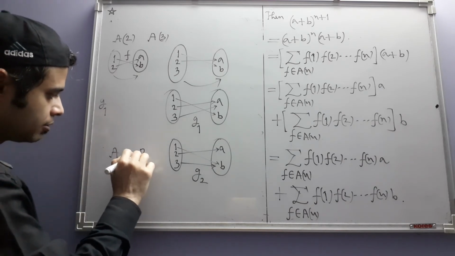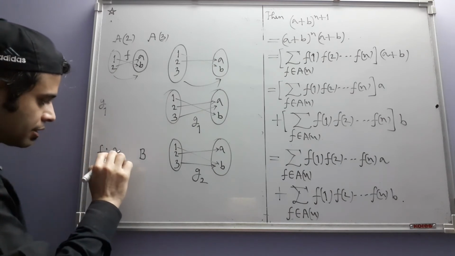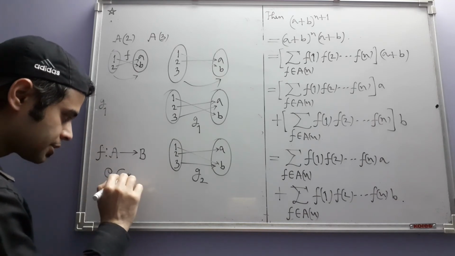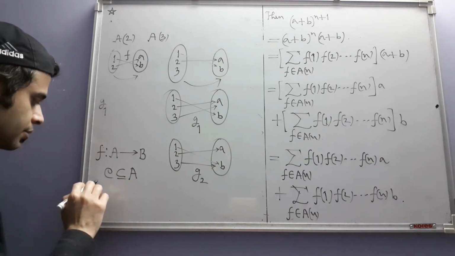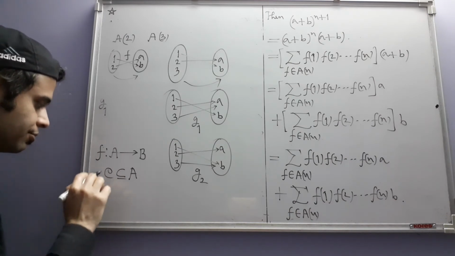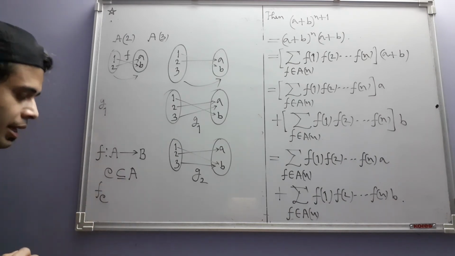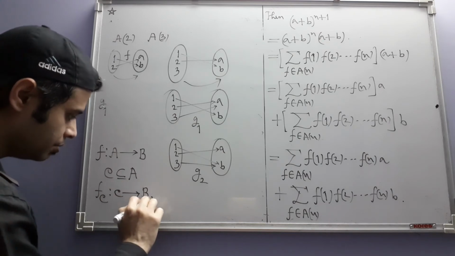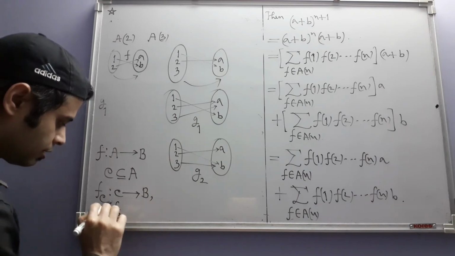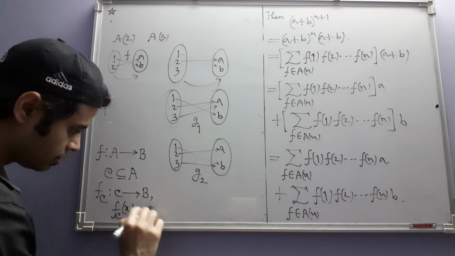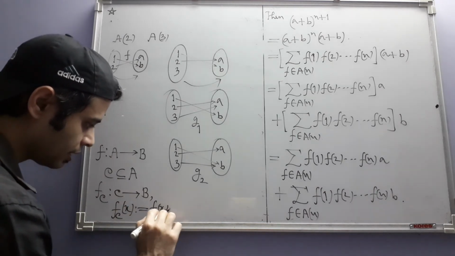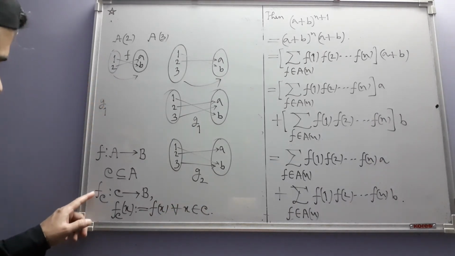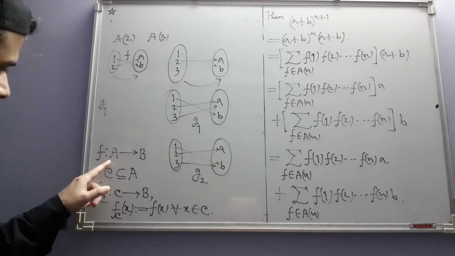Suppose A and B are two sets and f is a function from A into B. And suppose that C is a subset of A which may or may not be equal to A. The restriction of f to C is denoted like this. And what is that function? That is the function from C to B, which is defined like this. Fc of x is by definition equal to f of x for all x belonging to C. That is, Fc is the restriction of f on C.